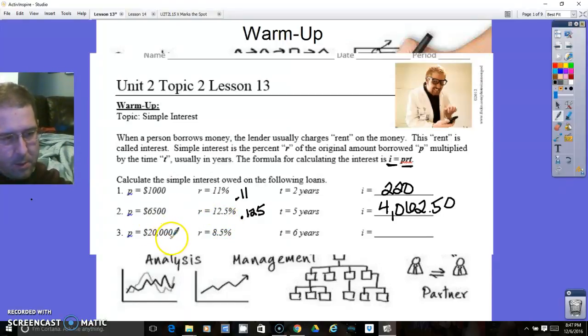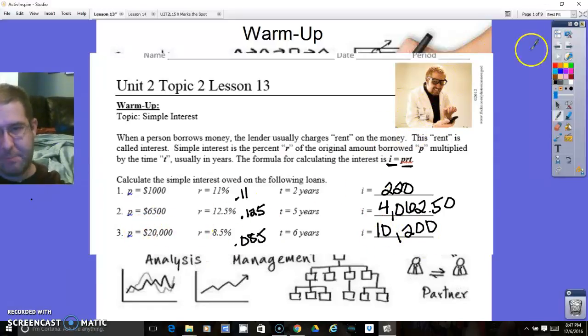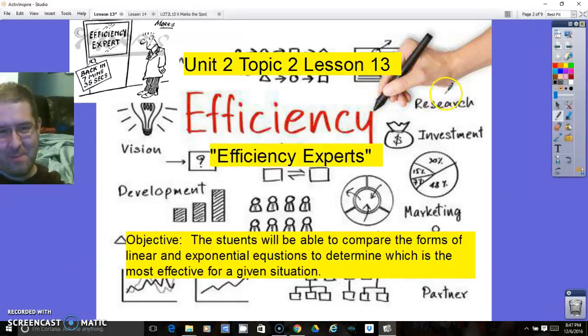$20,000 multiplied by 0.085, because that's 8.5%. And then multiply that by 6 years, and that gives you $10,200. That's pretty much half of what you borrowed. So you have to pay back the $20,000 plus another $10,000 on top. So once again, 8.5%, still pretty high. Pretty unheard of when buying a car or a house to pay that much right now. I mean, it hasn't been unheard of in the past, though.